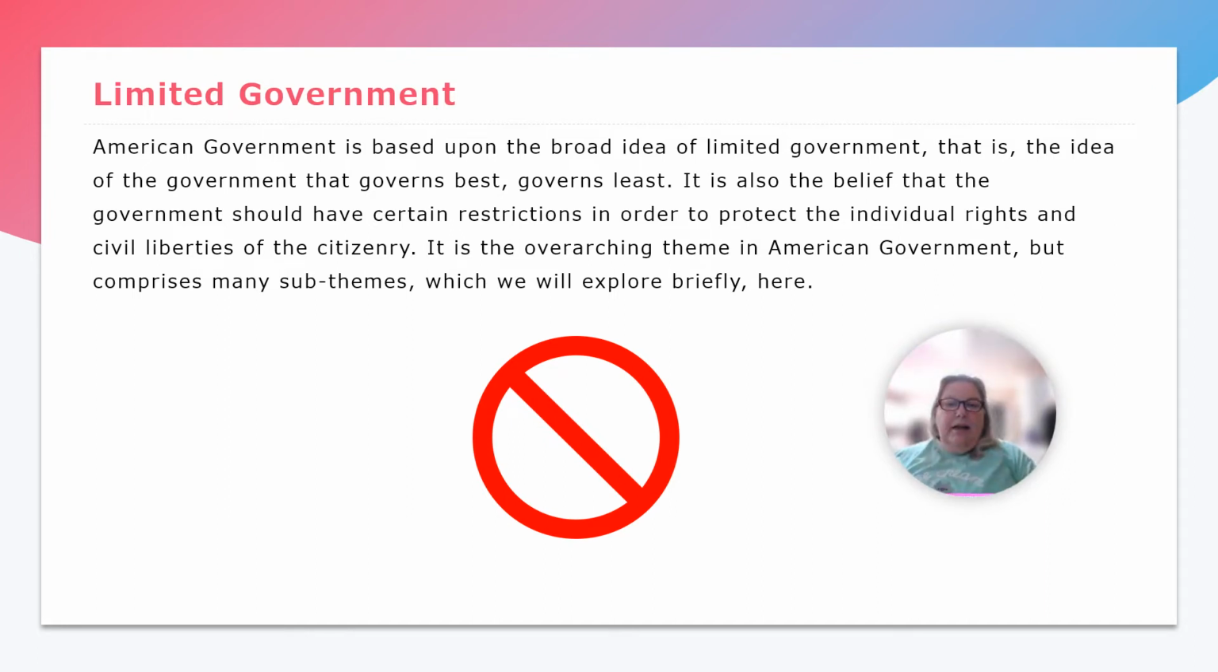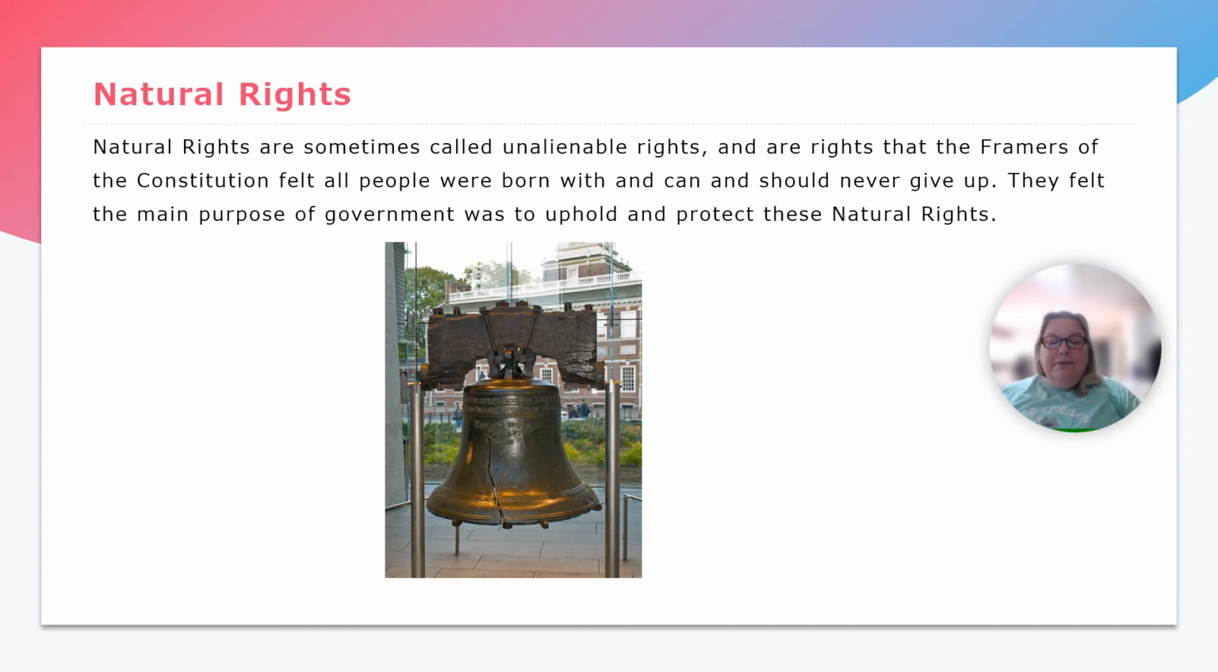So, okay, our first subtopic is natural rights, and I have here the Liberty Bell. Natural rights are sometimes called unalienable rights, and are rights that the framers of the Constitution felt all people were born with and can and should never give up. They felt that the main purpose of government was to uphold and protect these natural rights. And they include such things as life, liberty, and the pursuit of happiness.